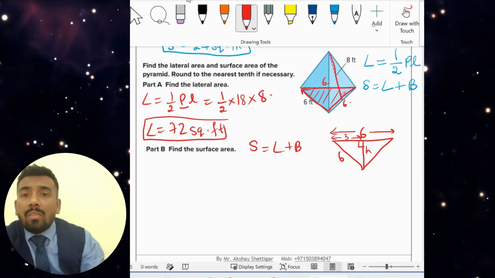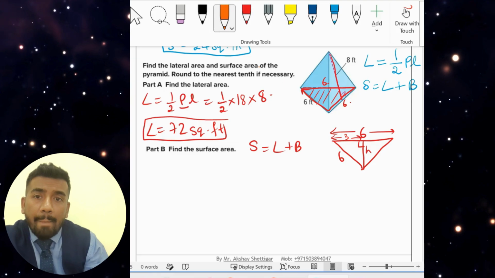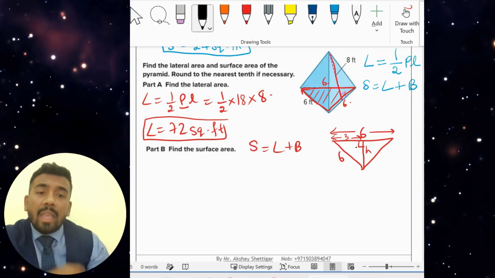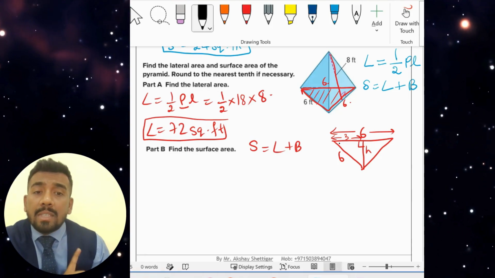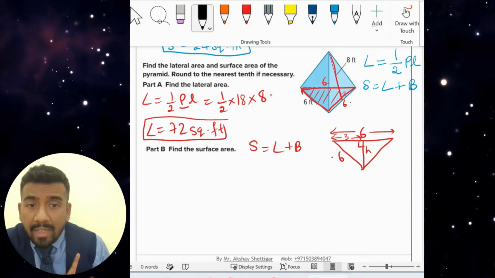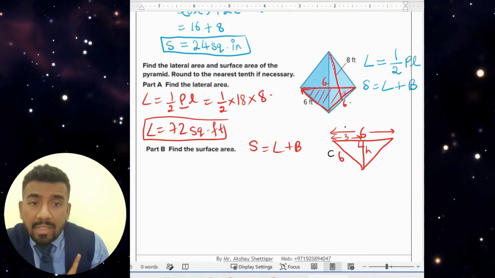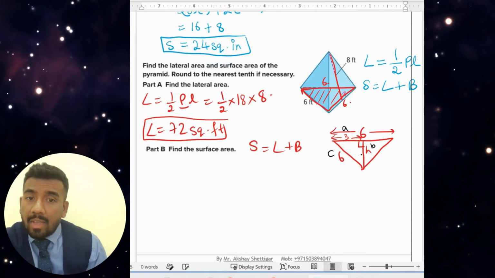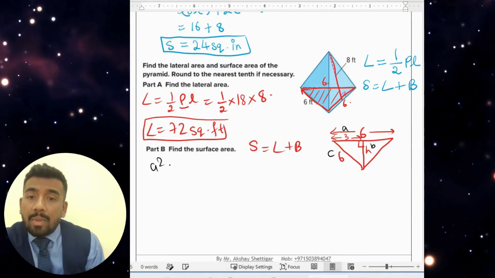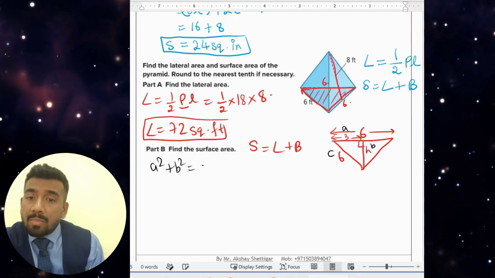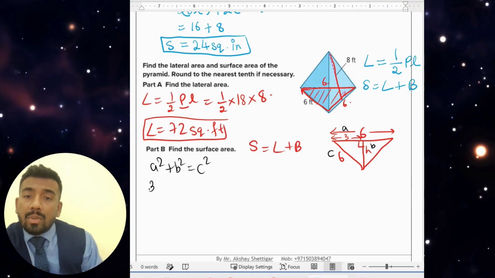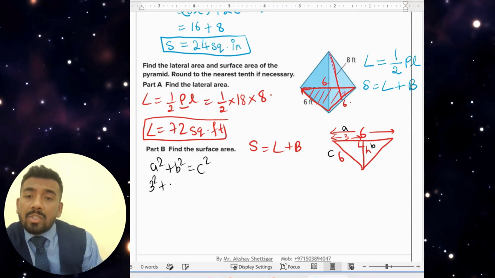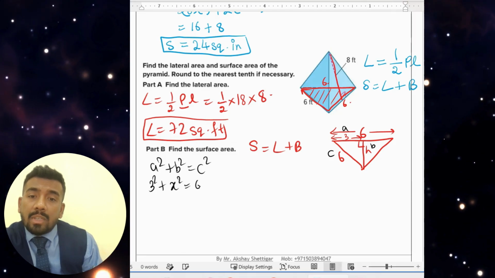Everybody will know: whenever you have a 90 degree angle, you use A, B, C. Where to put A, B, and C? C you always put opposite the 90. So that's your C, and the rest are A and B. The positions of A and B don't matter, but C does. So A square plus B square equals C square. A is 3 square, B is your h, that's x square, and C is 6 square.